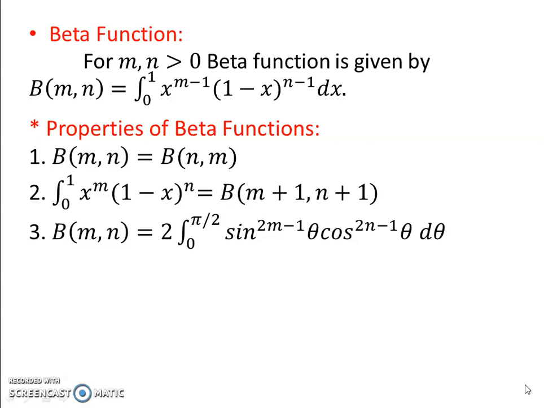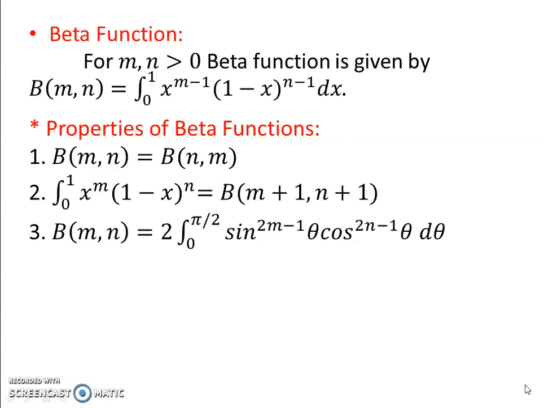If we replace this value in the integration, we get integration 0 to pi by 2 sine raised to 2m minus 2 into cos raised to 2n minus 2 into 2 sine theta cos theta d theta. Taking 2 common outside the integration and simplifying the terms of sine and cos, we get 2 times integration 0 to pi by 2 sine raised to 2m minus 1 theta into cos raised to 2n minus 1 theta.